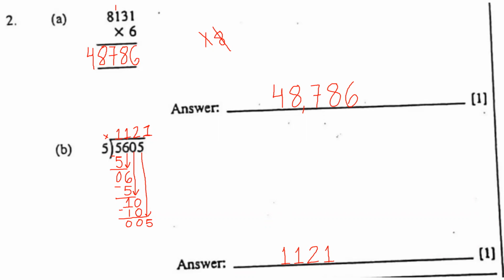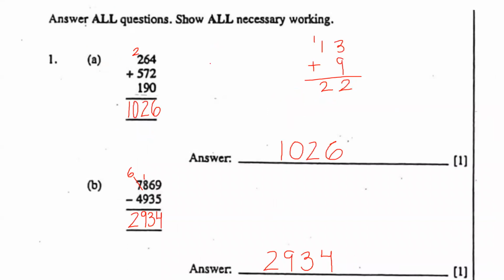But before moving on, I want to check these answers. So let's do it. 264 plus 572 plus 190. That's 1,026. Yeah, that's correct.